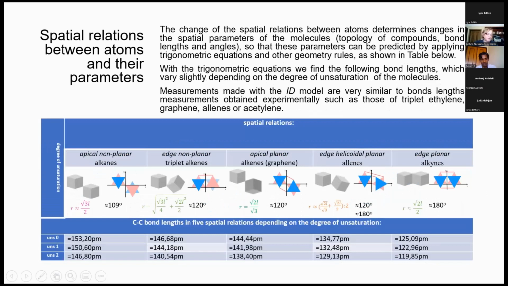The change of the spatial relation between atoms determines change in the spatial parameters of the molecules, so that these parameters can be predicted by applying trigonometric equations. Measurements made with the ID model are very similar to bond length measurements obtained experimentally, such as those of triplet ethylene, graphene, graphite, alkenes, and acetylene bond lengths.